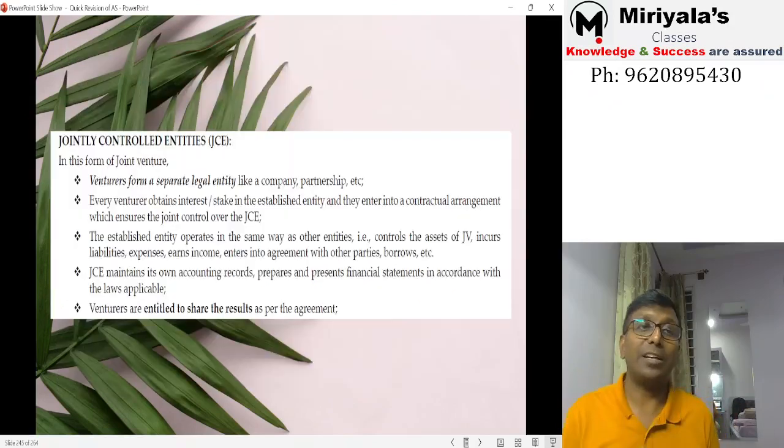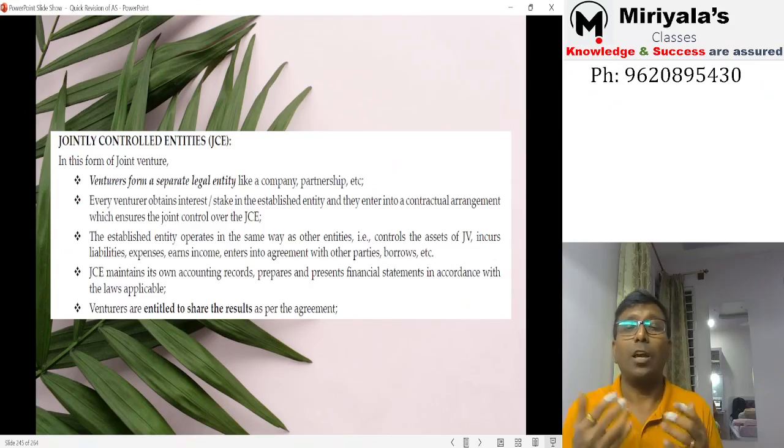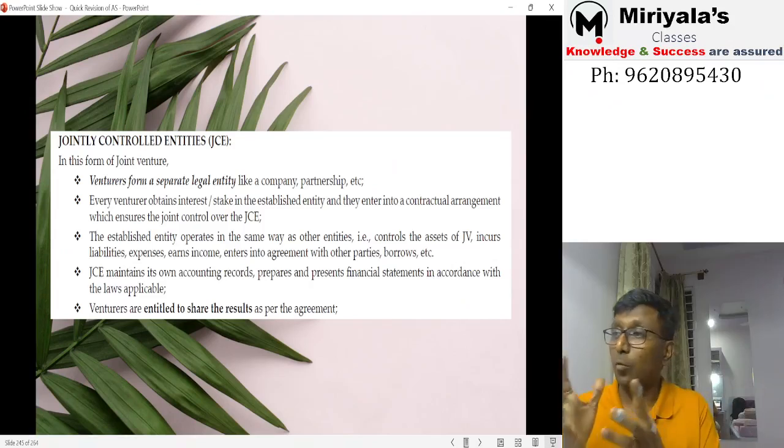And the last criterion, jointly controlled entity. Myself and you, both of us, maybe 50-50 stake or 60-40 stake. Not 60-40, I'll say 50-50, because with 60-40 consolidation applies. That's the reason. Okay, so with a 50-50 stake, we opened one company.